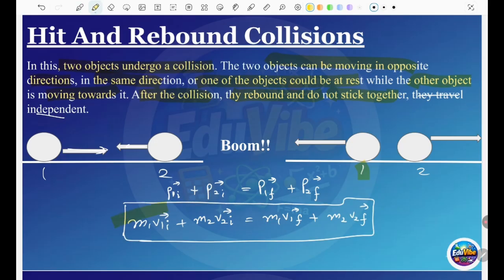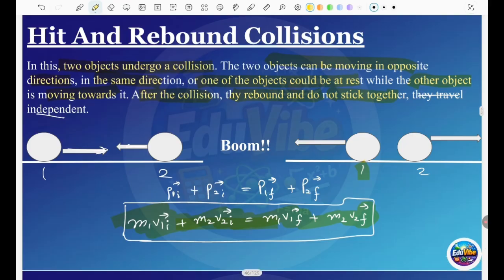So this is the first formula of hit and rebound which you have to learn. This is not on your data sheet. You have to learn this. And we have two more after this. All three you have to learn. You have to memorize these things, because this is the thing which you have to use in the questions.